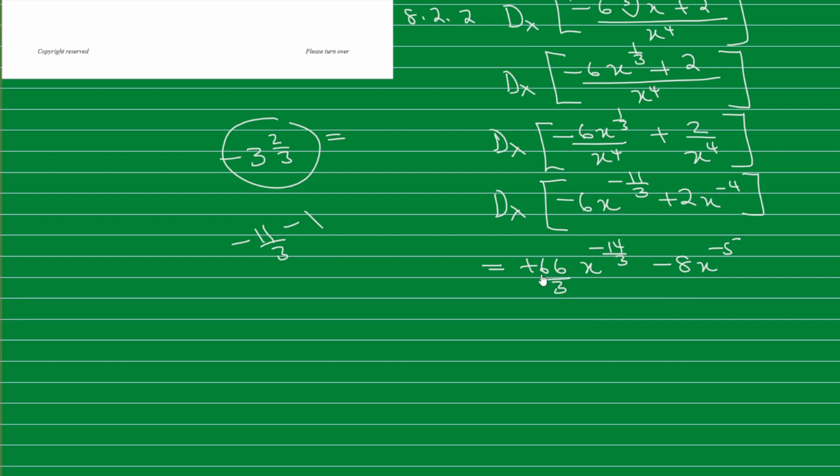We can simplify this coefficient here to give us 22 x to the power negative 14 over 3 minus 8 x to the power negative 5. You can choose to write those exponents as positive exponents as well, but that's fine for now.